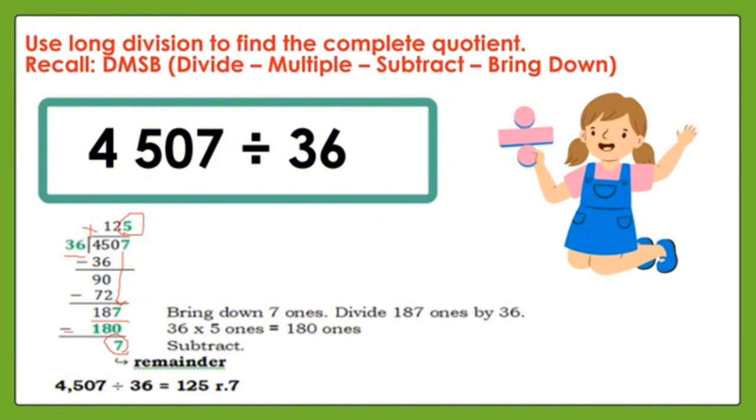Therefore, 4,507 divided by 36 is equal to 125, remainder 7.